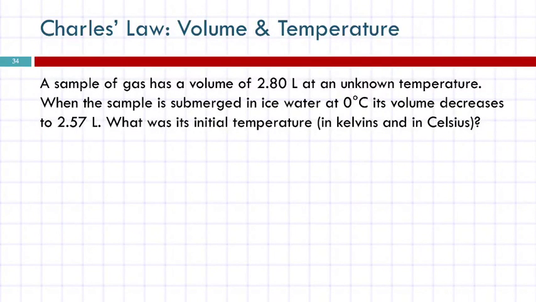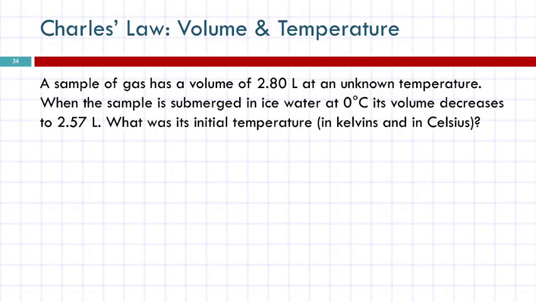Let's do an example about Charles' law. So we have a sample of gas with a volume of 2.80 liters at an unknown temperature. Take that sample of gas, submerge it in ice water at 0 degrees Celsius. The volume decreases to 2.57 liters. What was its initial temperature in kelvins and in Celsius?